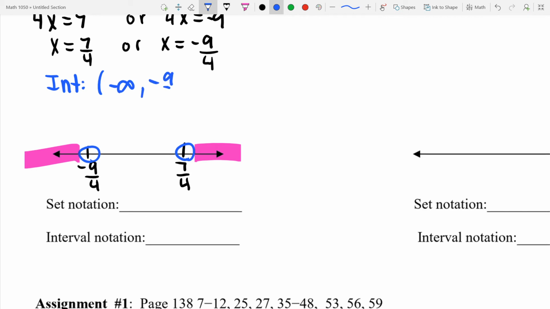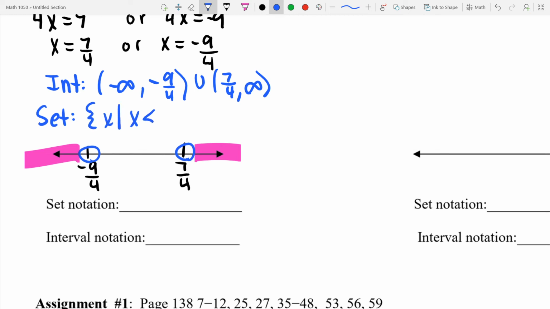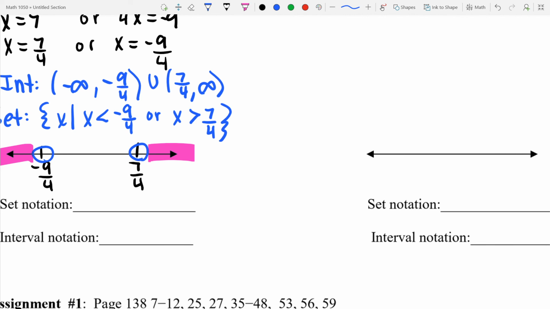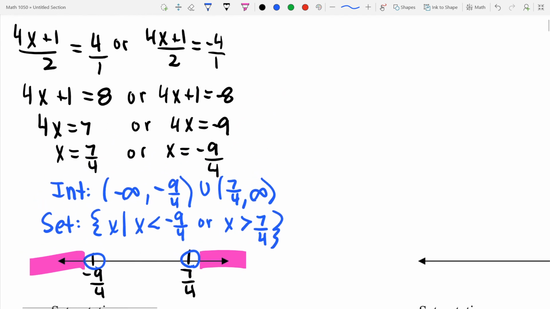-∞ to -9/4 with a parenthesis. Union 7/4 to infinity with a parenthesis. Lessons won't always be this fast, just so you know. It's a little fast today. Set is x such that x is less than -9/4, or x is greater than 7/4. Close it off. What notation will you use most of the time? Which one of those? Interval. Interval is correct. So I'm going to scroll just a little.